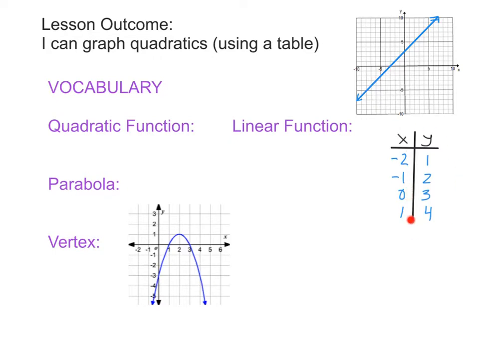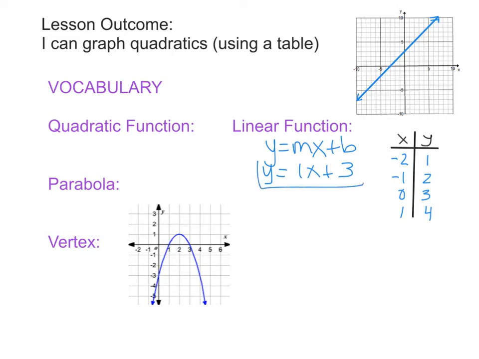We put in values for x, and we found their corresponding y value, and then we were able to graph it. A linear function has several different ways that we can write it, but one way we can write it is in y equals mx plus b form. And in this case, we have y equals 1x plus 3.